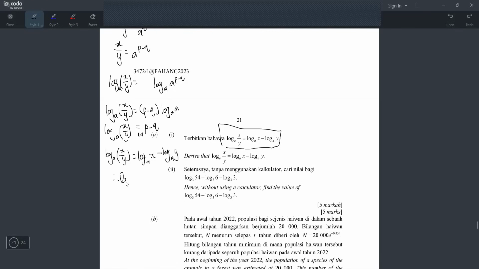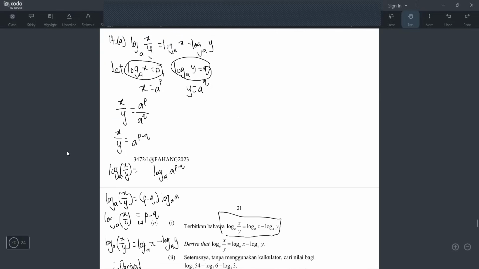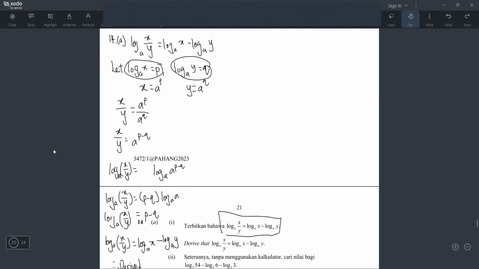So I think you can write the word derived, maybe derived. Okay, derived. If they say proof, then I write proven. If they say show, I write shown. So if it's derived, then you just write derived lah. Means I already derived the formula. Okay, so make sure you memorize the steps to prove this division rule.